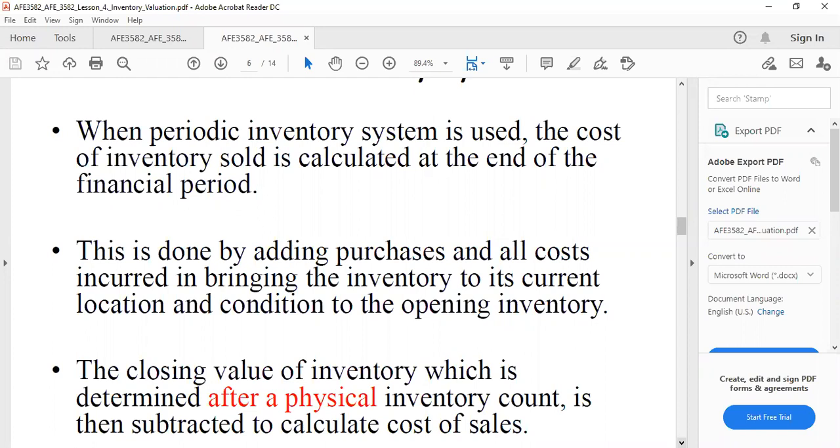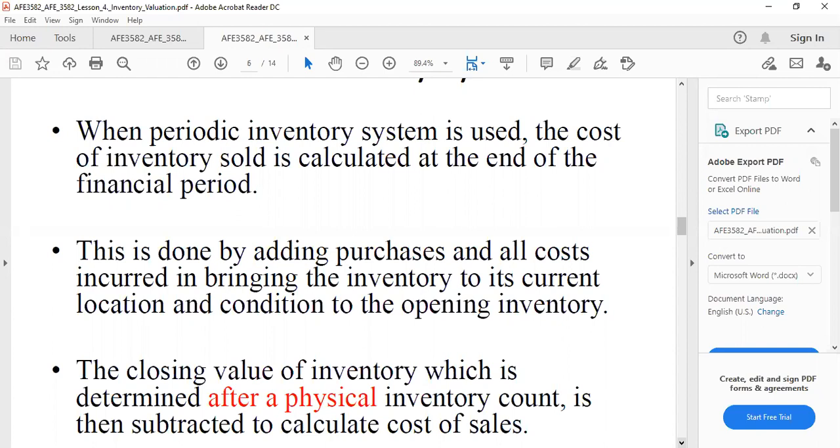Then during the year, you take all your receipts, from when you went to purchase, and you calculate the number of shoes that you bought during the whole year. Then you add them to your opening inventory. So that was the total inventory that you had that year.